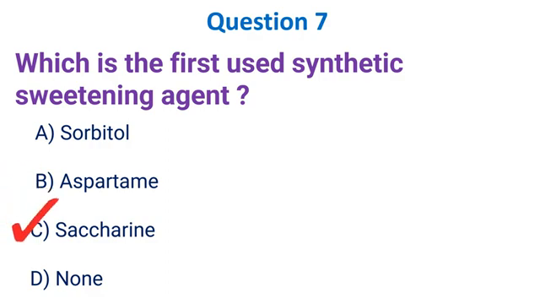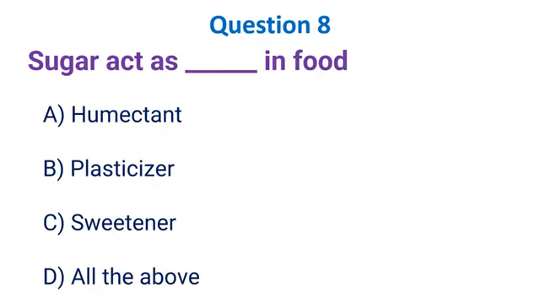Saccharin was first discovered in 1879 and it is 200 to 700 times sweeter than the sucrose. It is widely used. The other artificial sweetening agents such as the sorbitol, it is 600 times sweet and is naturally occurring. And aspartame was discovered in 1965, which is 200 times sweeter than the normal sucrose.